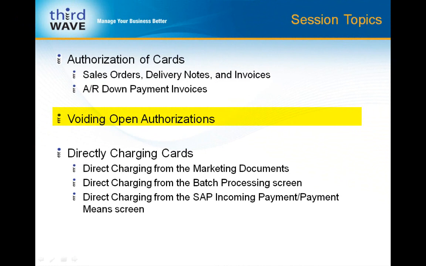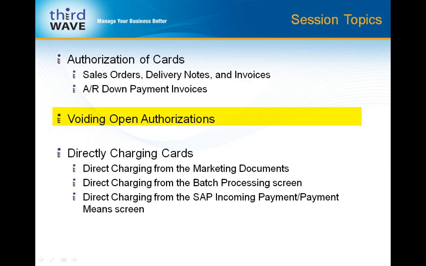If a document is closed or canceled and there is an existing credit card authorization against it, the Third Wave credit card processing application will prompt the user if they would like to void the open authorization at the time they are canceling or closing.